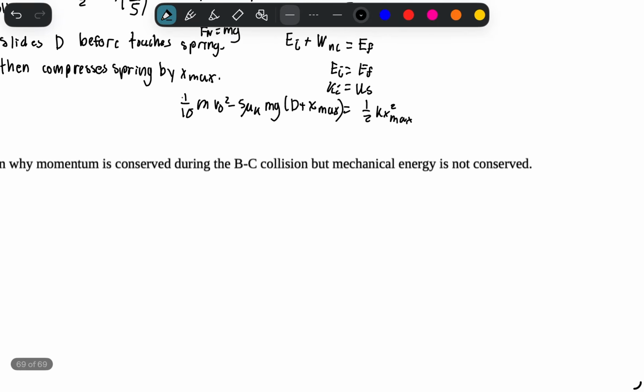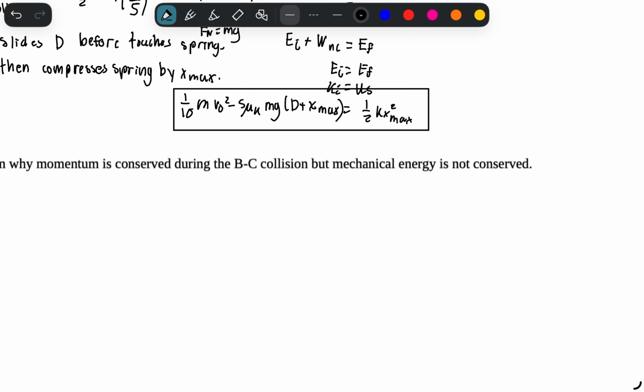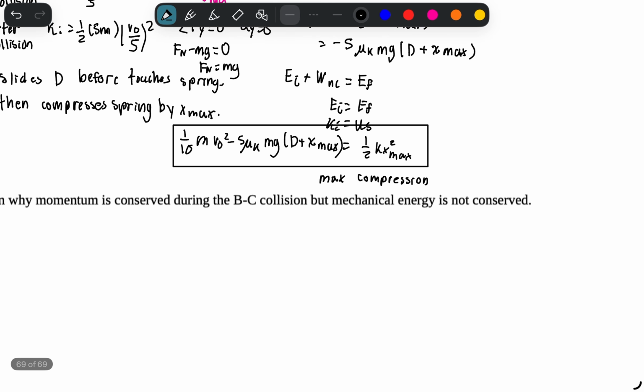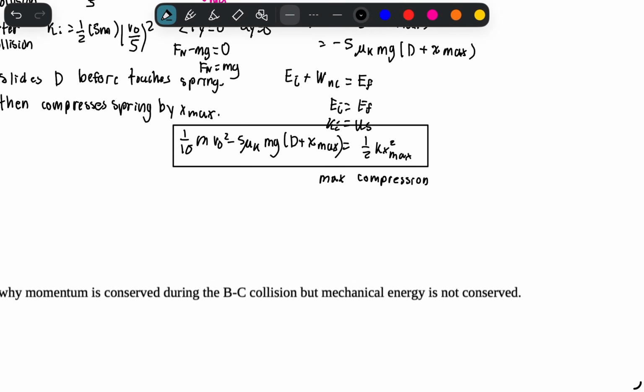So this is our equation for our max compression. So this is going to be a quadratic. So if we want to put this in our standard quadratic form, you can just move everything to one side. That's all equal to 0.